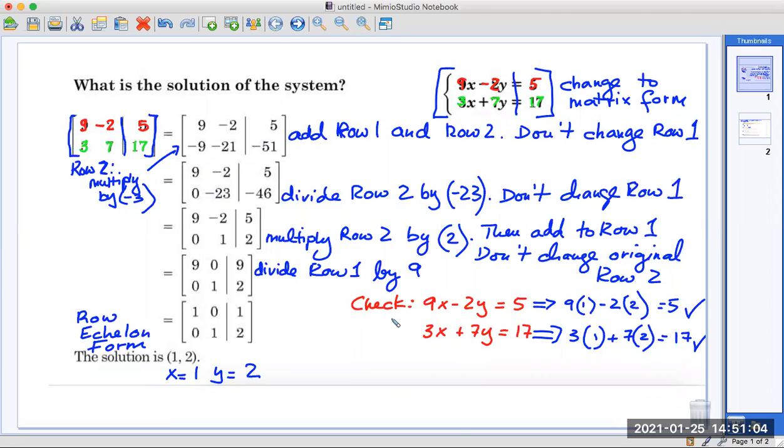Then I'm going to check it to make sure it works in our original problem. The original system of equations was 9x minus 2y is 5, and 3x plus 7y is 17. I'm plugging in 1 for x and 2 for y to make sure it's 5, and it is: 9 minus 4 is 5. In the second equation, 3x plus 7y equals 17, plugging in x equals 1 and y equals 2, 3 times 1 is 3 plus 14 is 17. So that checks as well.